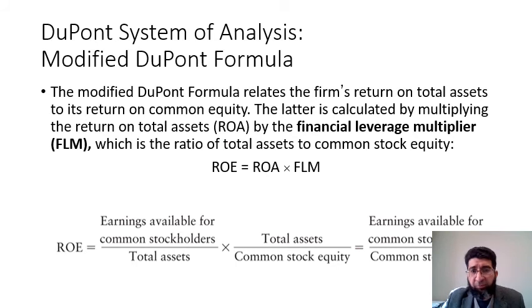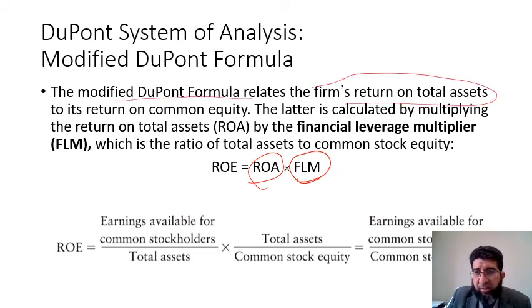In the modified DuPont formula, we simply multiply the ROA, return on assets, total earnings to assets ratio, and the financial leverage multiplier. What is this financial leverage multiplier? Basically, the modified DuPont formula relates the firm's return on total assets, which is ROA, to its return on common equity. The latter is calculated by multiplying the return on assets by the financial leverage multiplier, which we saw here, and it is actually this figure, and ROA is this one.